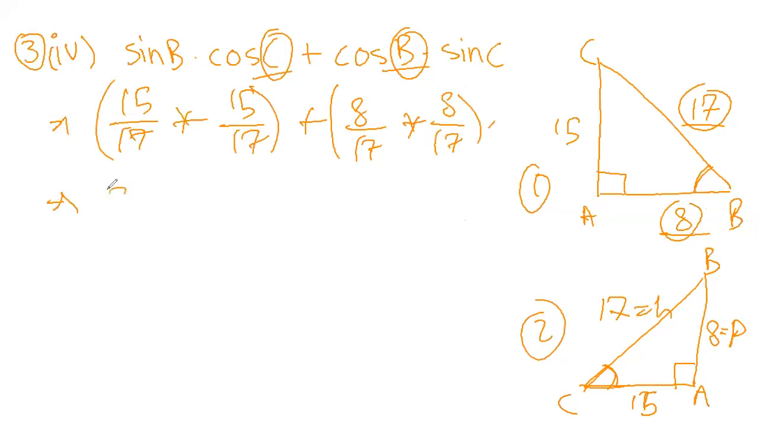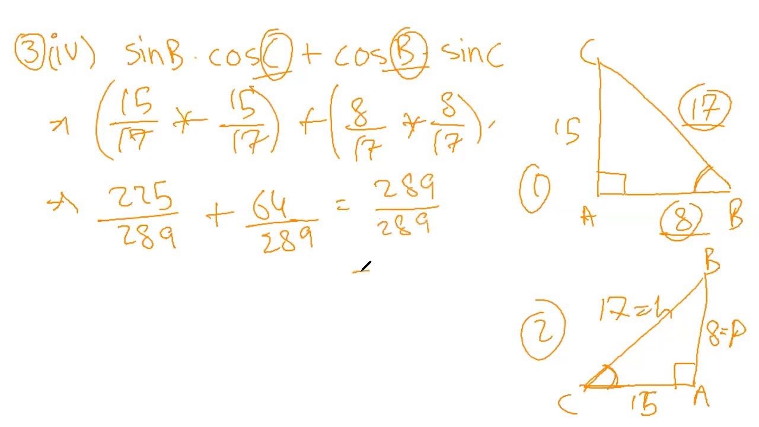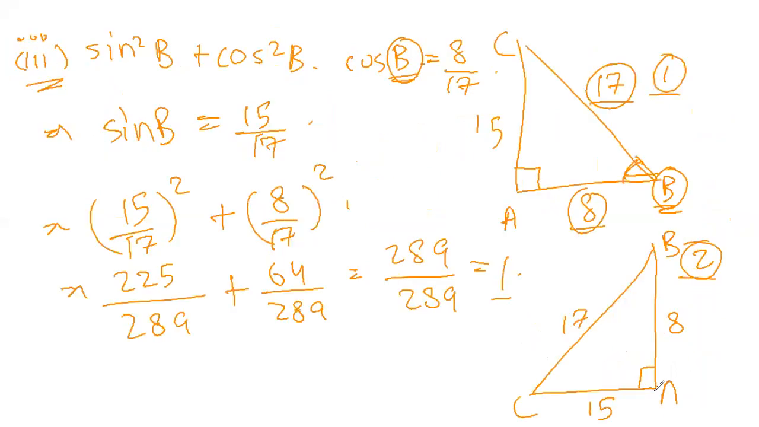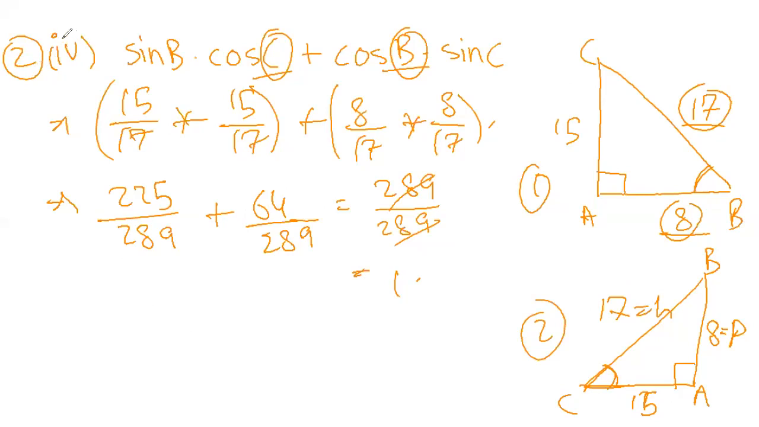So 15 into 15 is 225. It is just like the last sum in the third part of the third question. So it's the same process. 8 into 8 is 64 upon 289, which is equal to 289 upon 289, which is equal to 1. So our third question is done. Pardon, our second question is done. So the fourth part of the second question is done, and we'll move on to the next question.